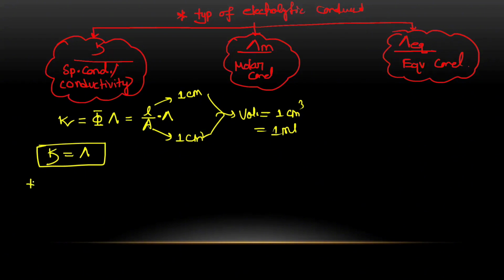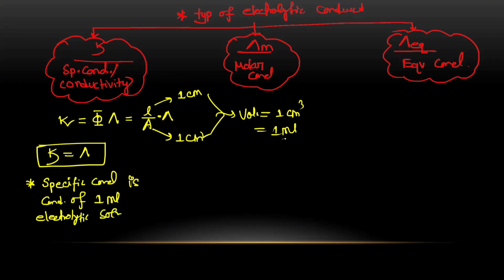So from here, we can conclude that specific conductance is conductance of 1 mL electrolytic solution. 1 mL means 1 into 1, that means L upon A is 1, that means conductance of 1 mL solution is basically kappa.